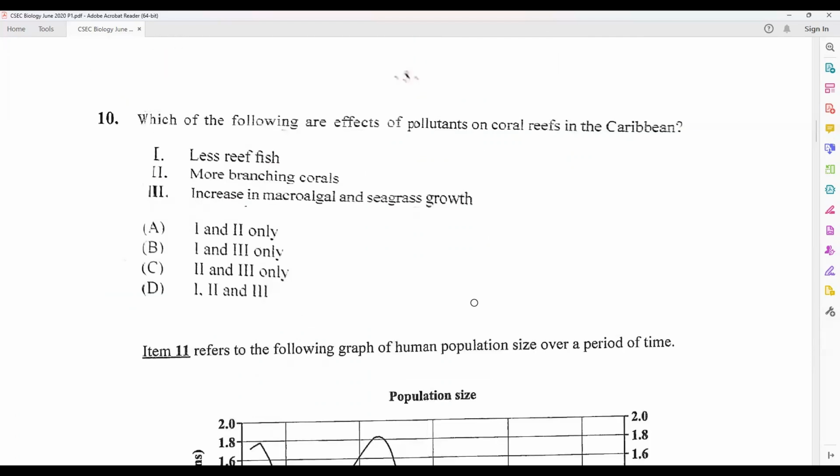Question 10, which of the following are effects of pollutants on coral reefs in the Caribbean? Less reef fish, that's true. More branching coral. Why would you get more coral if there are pollutants? So that's not true. Increase in macroalgae and seagrass growth. Yes, that's true. So 1 and 3, which puts the answer at B.